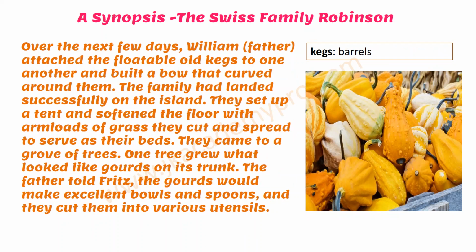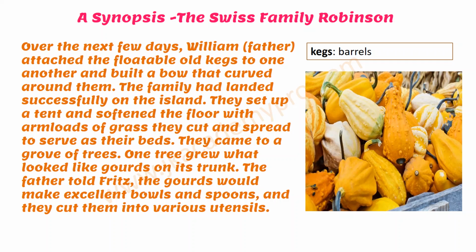Over the next few days, William, that is the father, attached the floatable old kegs to one another and built a bow that curved around them. So after a few days, he started to construct. These were huge tubs, so it took a very long time for them to construct. Overnight they couldn't do this. So within the next few days, he started improvising on the boats that they had made, the tubs that they had made.